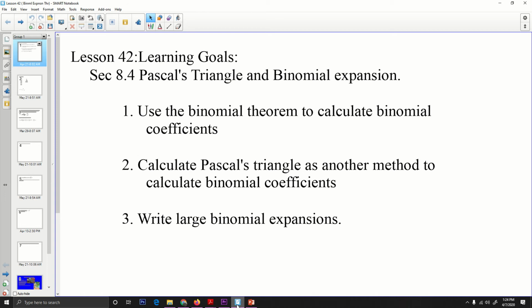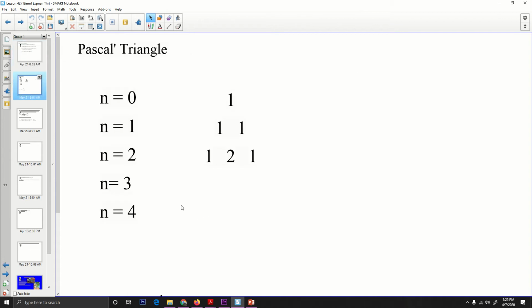So today we're looking at section 8.4 in the book, so we're bouncing around just a little bit. And we're going to talk about Pascal's triangle and binomial expansion. So we're going to use the binomial theorem to calculate binomial coefficients. We're going to calculate Pascal's triangle as another method to calculate binomial coefficients, and then we're going to write some large binomial expansions. So first thing, let's talk about Pascal's triangle.